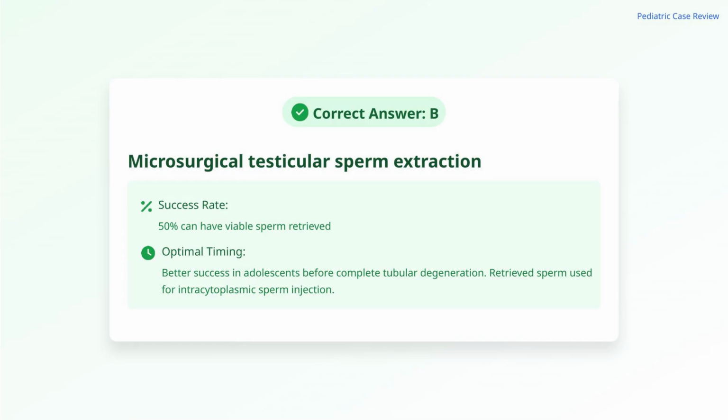This procedure offers the best success rate for sperm retrieval in Klinefelter syndrome, with approximately 50% of patients having viable sperm recovered. The technique involves careful microscopic examination of multiple testicular areas to locate rare focal areas of spermatogenesis. Success rates are higher in adolescents and young adults before complete testicular degeneration occurs. Retrieved sperm can be used immediately or cryopreserved for future intracytoplasmic sperm injection procedures.